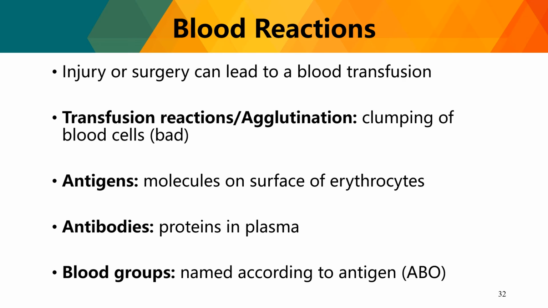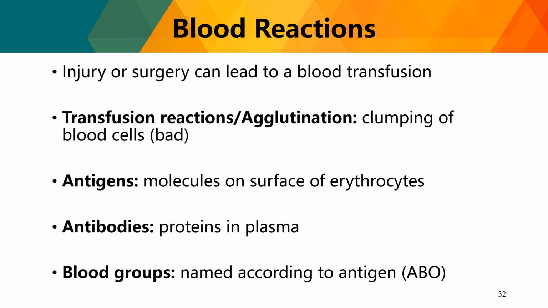For blood reactions, injury or surgery can lead to a blood transfusion. So transfusion reactions or agglutination is the clumping of the blood cells. So you also have antigens. These are molecules on the surface of your erythrocytes. You have antibodies, which are the proteins in your plasma, and of course blood groups, which are named according to the antigen ABO. Okay, so ito yung determinants naman ng ating mga blood type.